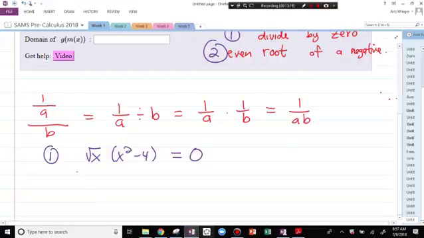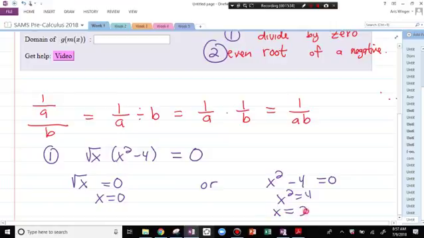Again, by the zero property law, this means that the square root of x is 0, or it could be that x squared minus 4 is equal to 0, in which case x is 0, or x squared is 4, or x is equal to 2, or negative 2. Those are all places that ruin the denominator, and so those are all places that we would like to avoid.